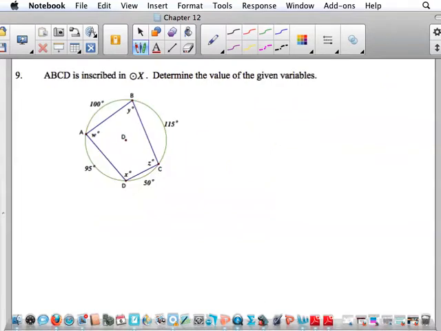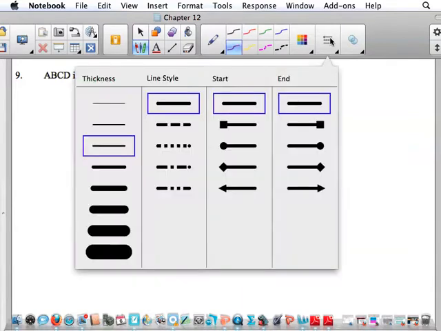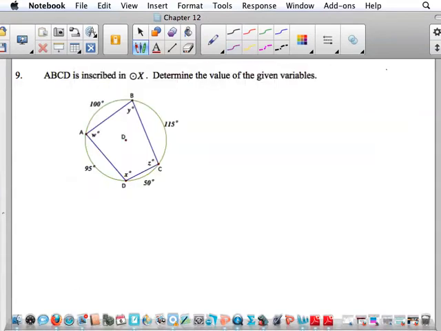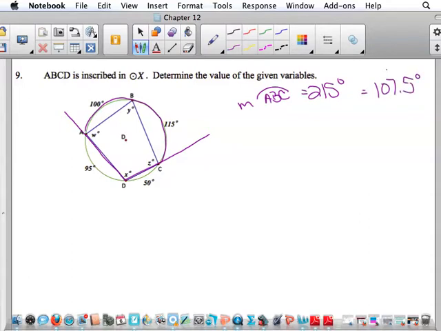Number 9, ABCD is inscribed in circle X. Determine the value of the given variables. So again, we can take a look at this. I'm going to extend a couple of lines. Let's see, I'll start with this inscribed angle corresponds to the arc ABC. So the measure of arc ABC is equal to 215 degrees. Therefore, that inscribed angle is half the intercepted arc, which means it's 107.5 degrees.